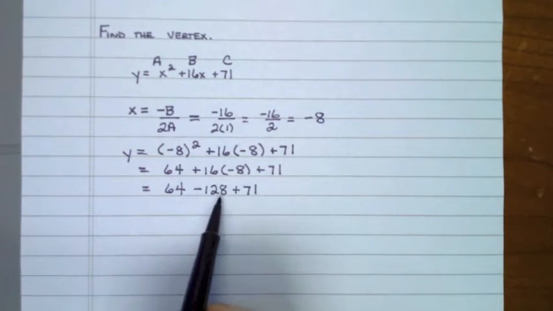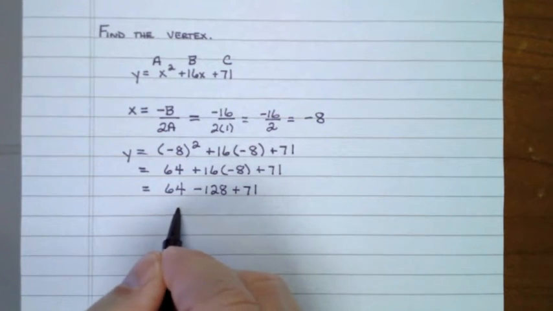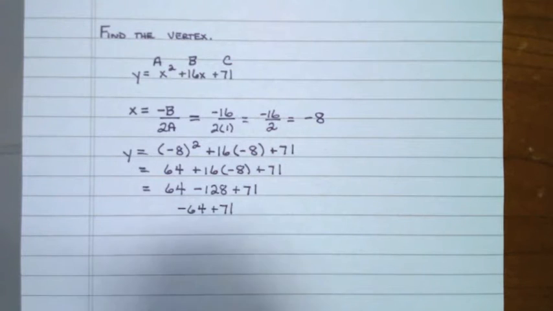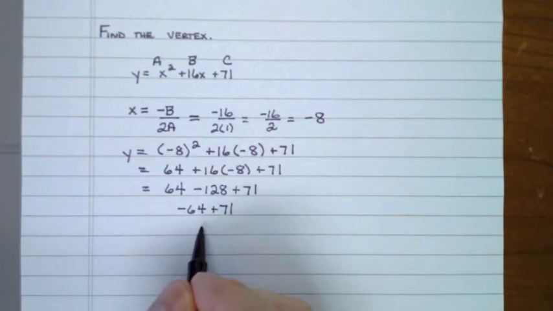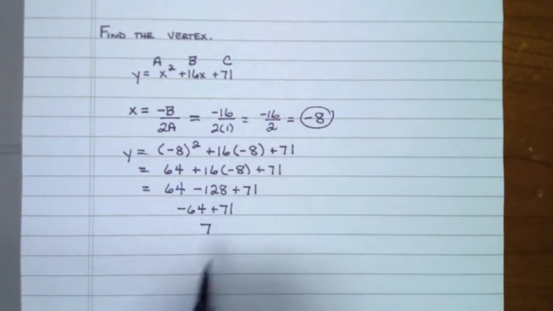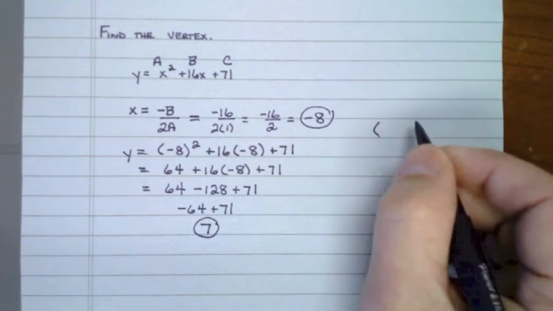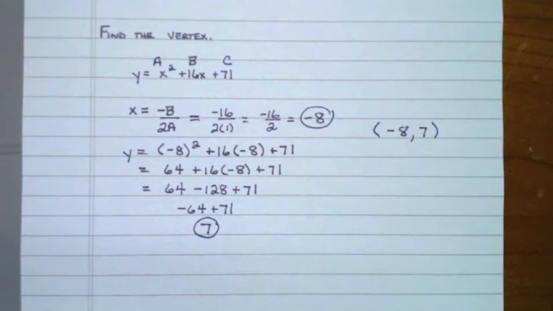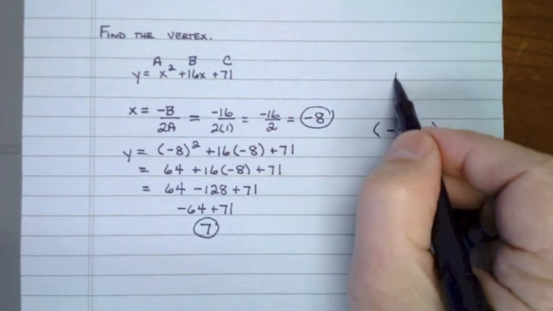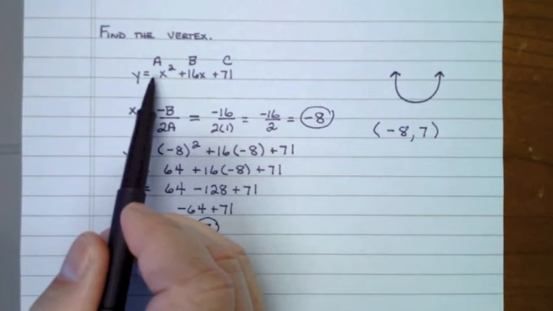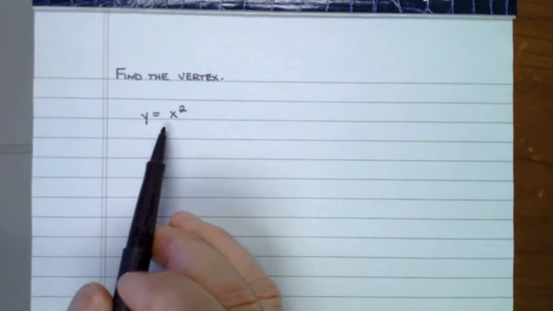64 minus 128 is negative 64 plus 71, which is 7. I have my x-coordinate, I have my y-coordinate. I can now write the vertex for this. Negative 8, 7. This is going to be opening up like this right here because this is positive. I need to find the vertex for this one.